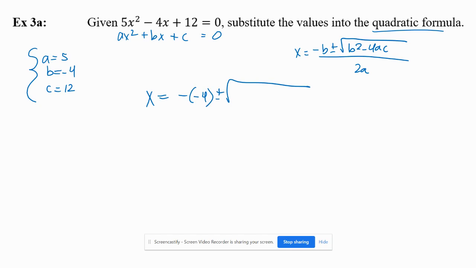Plus or minus b squared, so that's negative 4 raised to the second. Make sure the exponent 2 is on the outside. And then minus 4 times a, which is 5, times c, which is 12. The entire numerator is divided by 2a, so 2 times 5. Later on, we'll simplify this, but right now, all we're doing is plugging it into the correct spots.